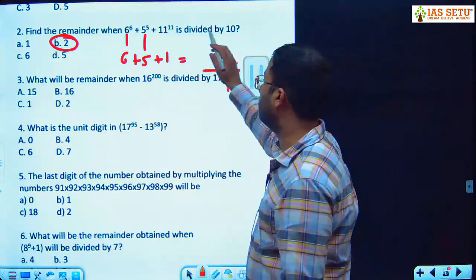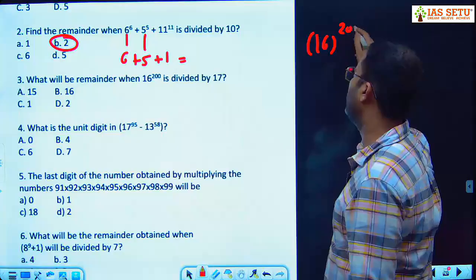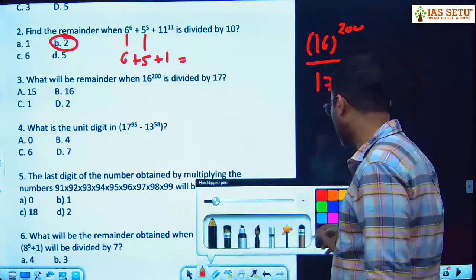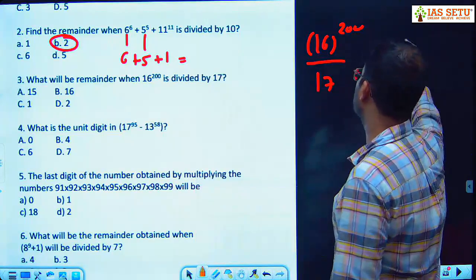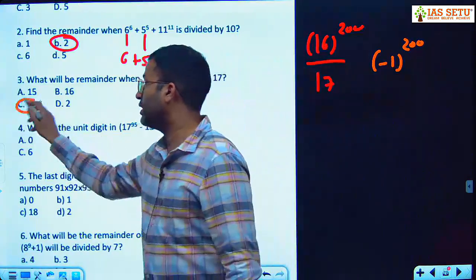Question number 3, what is your answer? 1. 16 is to power 200 divided by 17. 16 with respect to 17 give remainder minus 1. How many times? 200 times. Minus 1 is to power 200 plus 1. So your answer is plus 1.